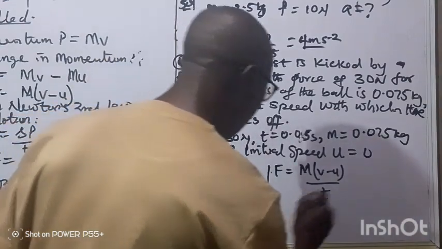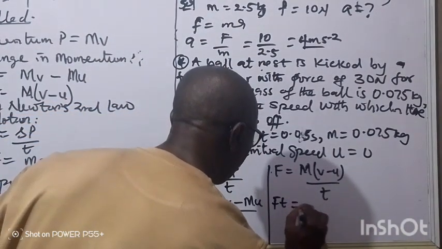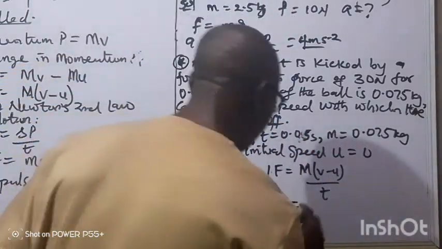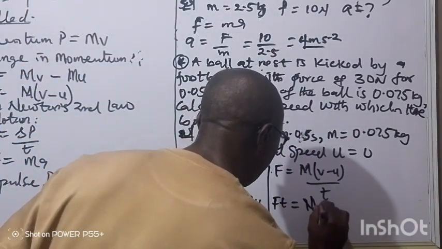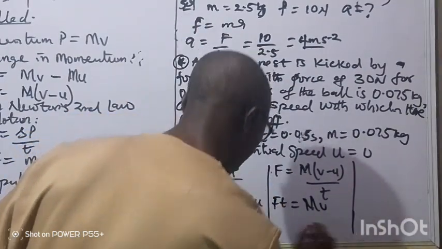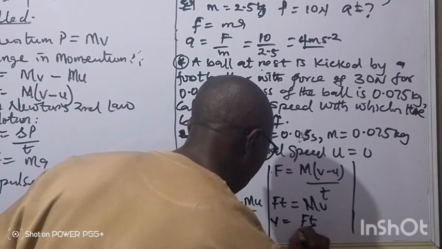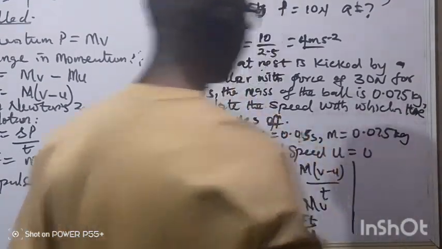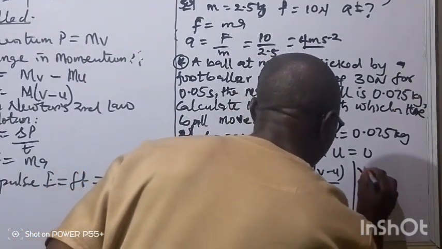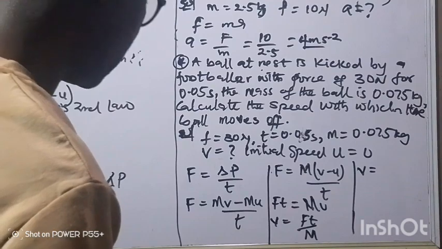We need V. So from there you can say Ft will be equal to, since u is equal to 0, we are left with mv because we need V. So we can say that V is equal to Ft over m. Ft over m.